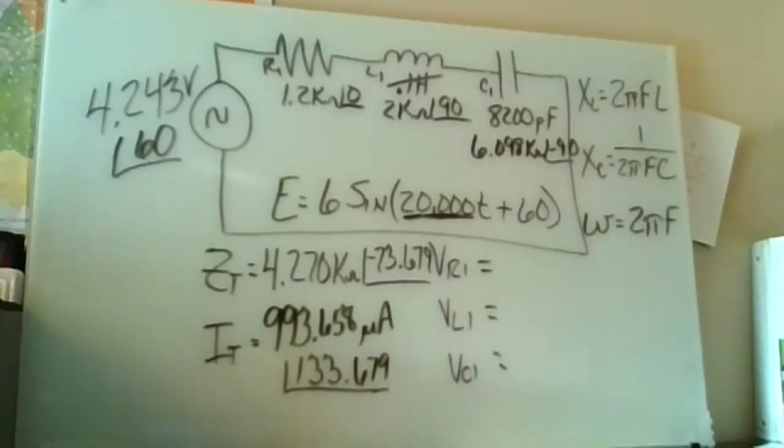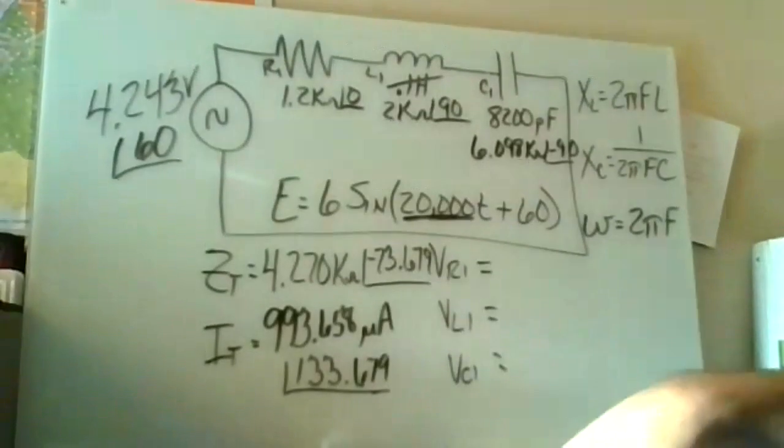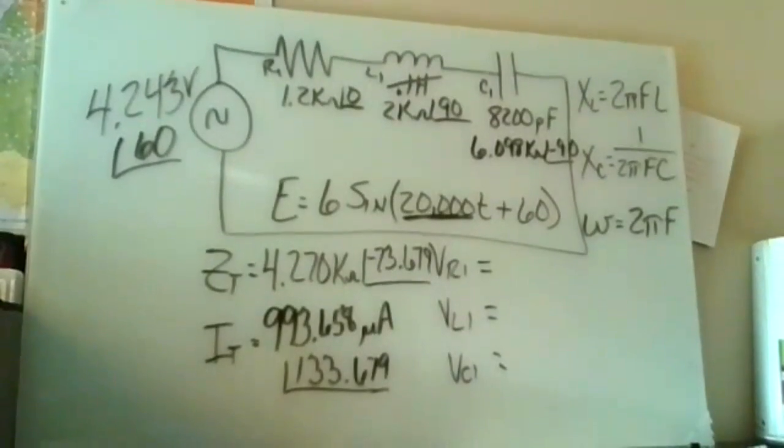I'd rather you do 993.658 just because it gives us more numbers, and put it in microamps. But if you put it in milliamps, that's fine. Because remember, with AC, because we're dealing with angles and everything, the more numbers I have, the more accurate I'm going to be when I add these up and try to get back to my E total and all that.